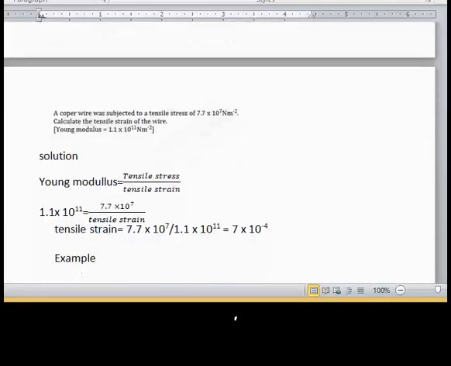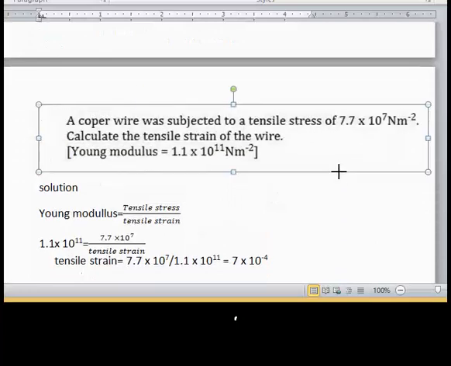Okay, is there any other question? All right. Here, a question on your Young modulus. A copper wire was subjected to tensile stress of 7.7 times 10 raised to power 7 Newton per meter square. Calculate the tensile strain of the wire, given that the Young modulus of the wire is 1.1 times 10 raised to power 11.